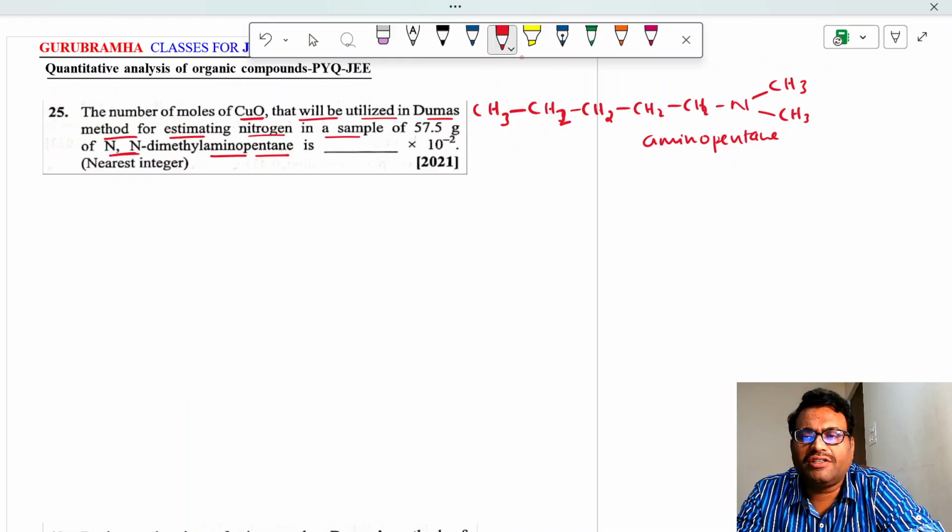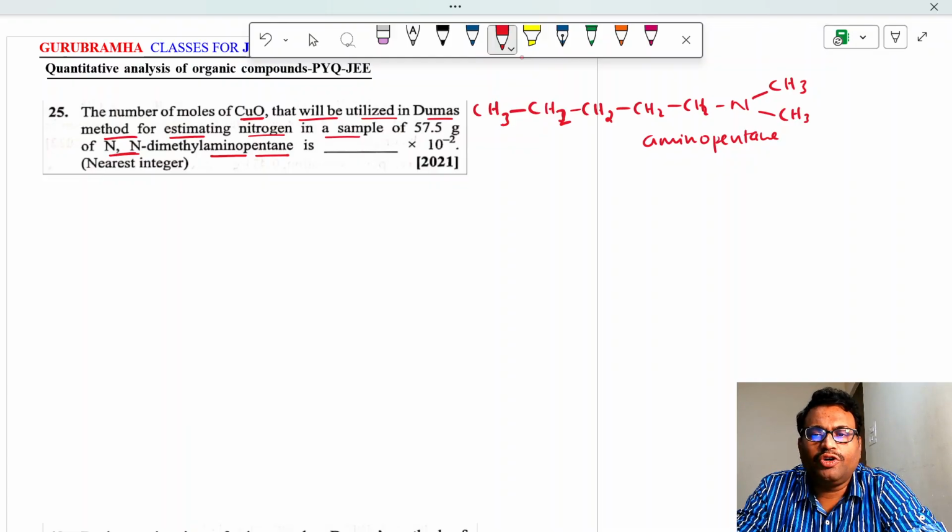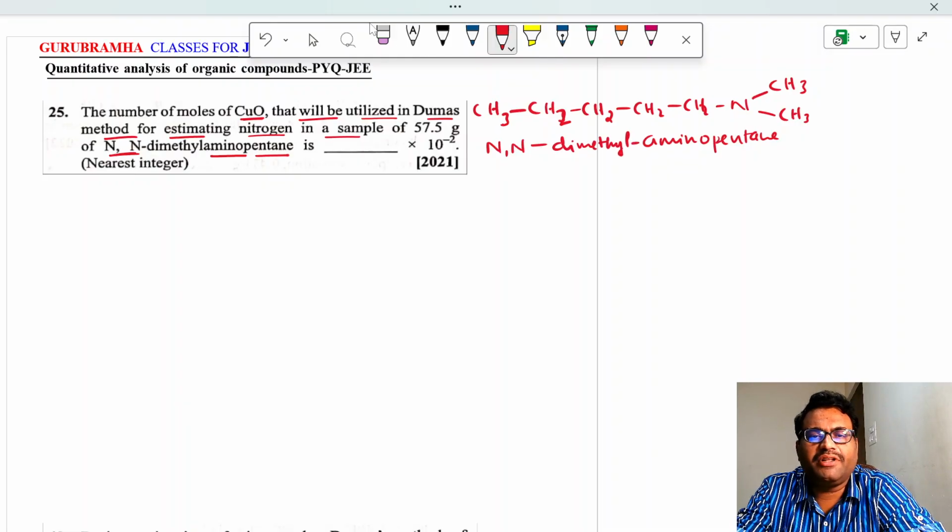If a substituent is attached to carbon, we write the number 1, 2, 3, 4. But if a substituent is attached to nitrogen, we write N. That is the way of representing. So 2 methyl groups are attached to the same nitrogen. I can write N, comma, N, dimethyl. Okay, N,N-dimethyl aminopentane, right?